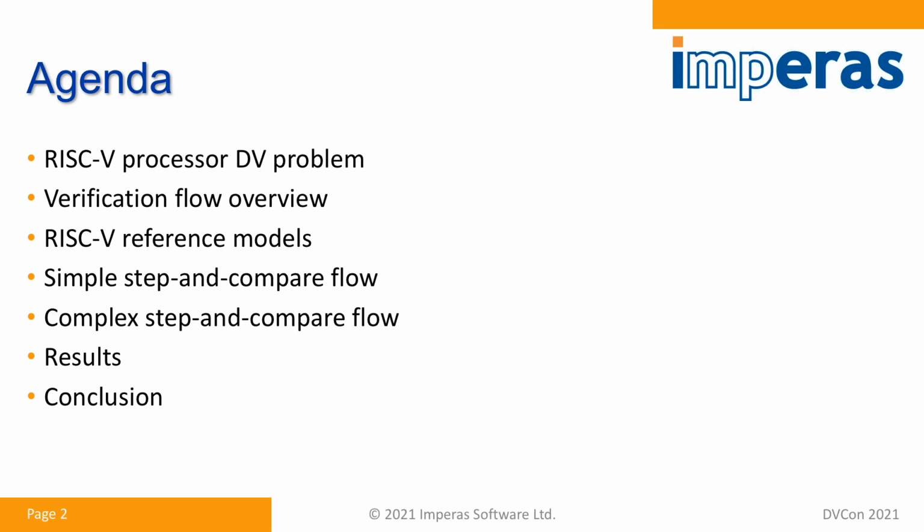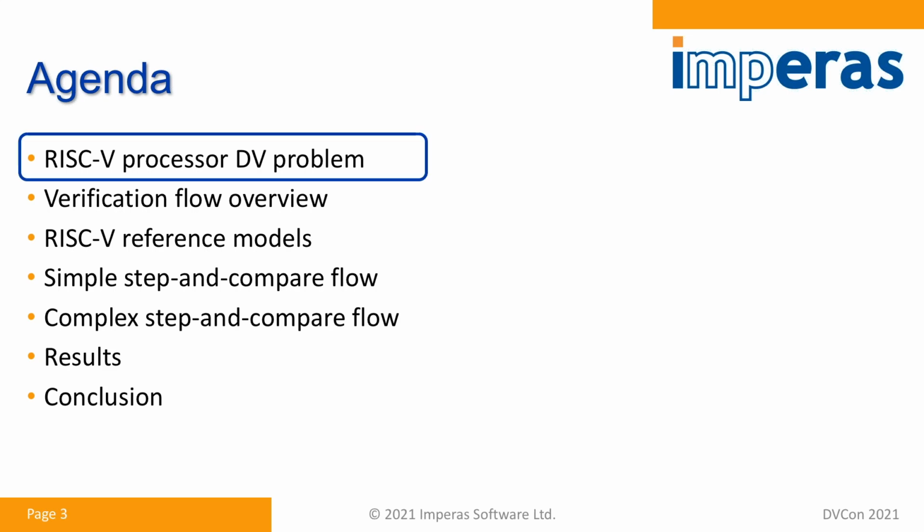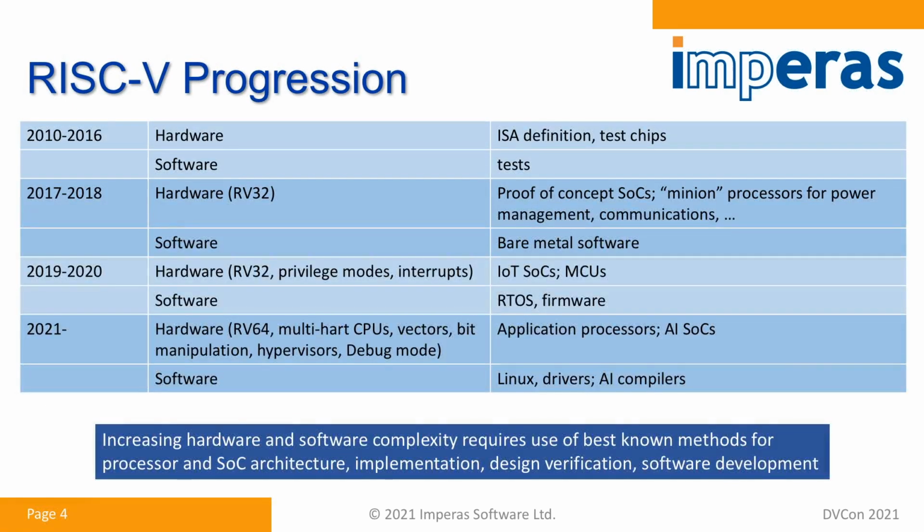We'll start today by talking about the RISC-V processor design verification problem. We'll then talk about the verification flows, give an overview of different flows. We'll talk about RISC-V reference models, present a simple step and compare flow that we used, as well as a complex step and compare flow, the results, and then conclusion. So let's start by talking about the RISC-V processor DV problem.